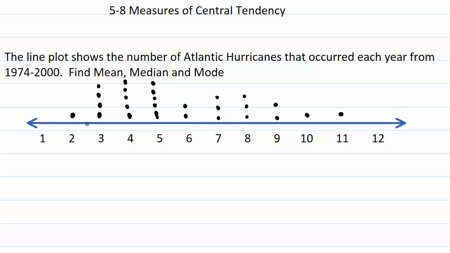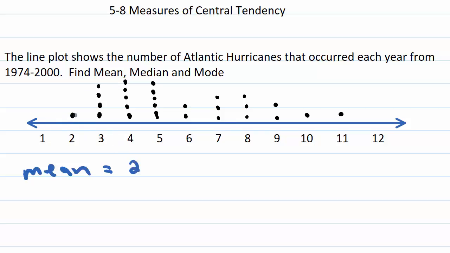So if we had to find the mean, how do we find the mean again? Well, if we want to find the mean number of hurricanes, we need to figure out how many hurricanes there were. Now we could count these up, 1, 2, 3, 4, 5, and you get 27 dots. But remember, the dots represent years, not number of hurricanes. So, how many hurricanes were there?